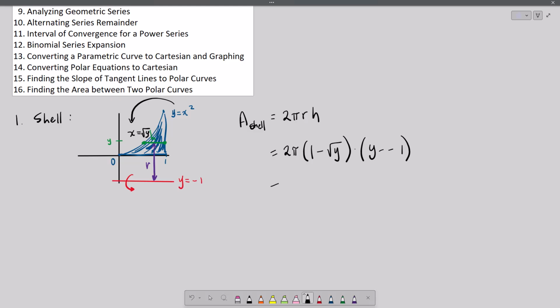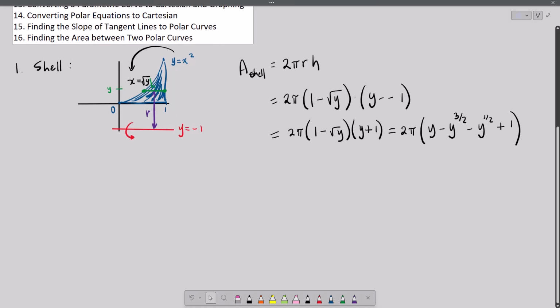So when all is said and done, that is our area of the shell at height y. And if we FOIL this out, we'll have 2 pi, and then in here we're going to get a y, and then a minus y to the 3/2. We distribute, I did that and that, now we have to do that and that. So then minus square root of y, which is y to the 1/2, and then plus 1. So those are the 4 combinations that we have.